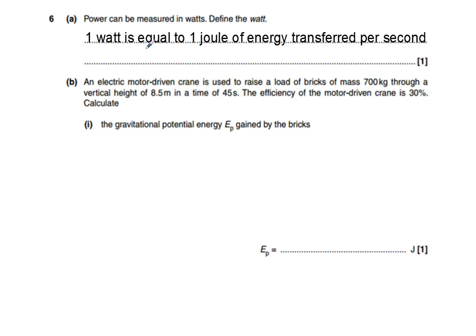Okay, let's just try and get a feel for what this means, watts. If we take for example a kettle, an average kettle is about 3,000 watts. Well, if 1 watt is 1 joule of energy transfer per second, then 3,000 watts means that every second the kettle transfers 3,000 joules of energy.